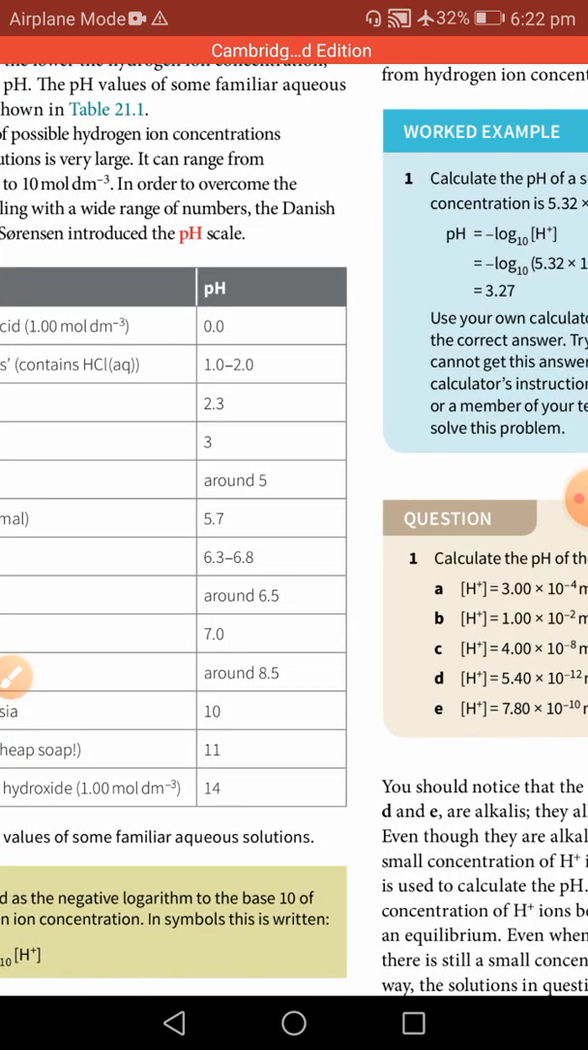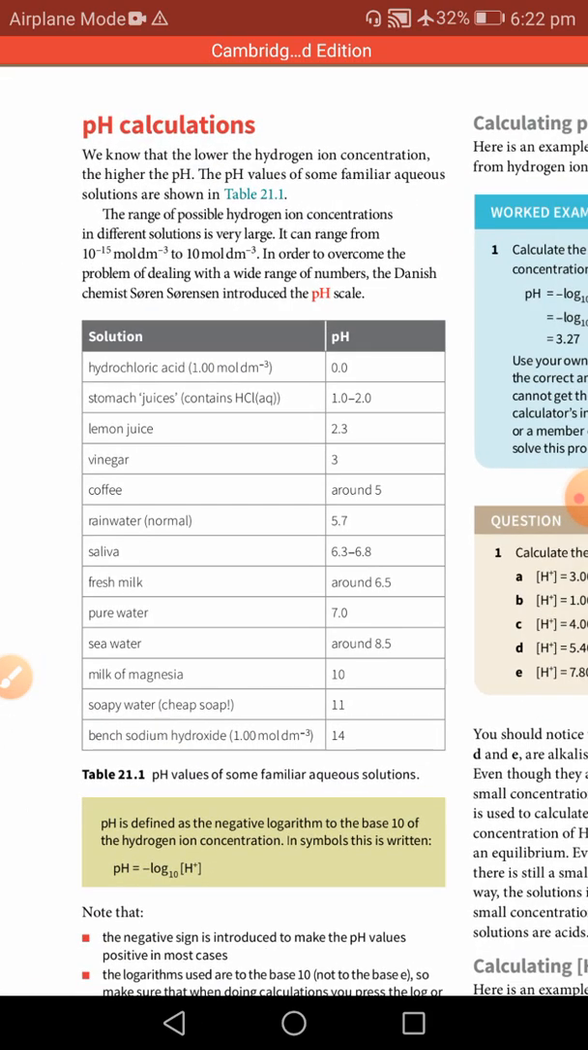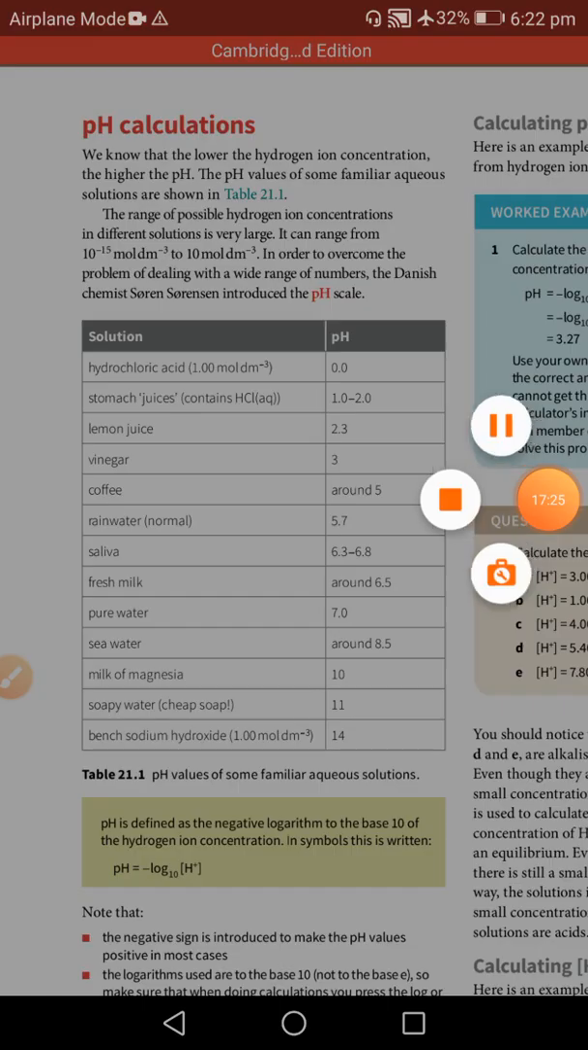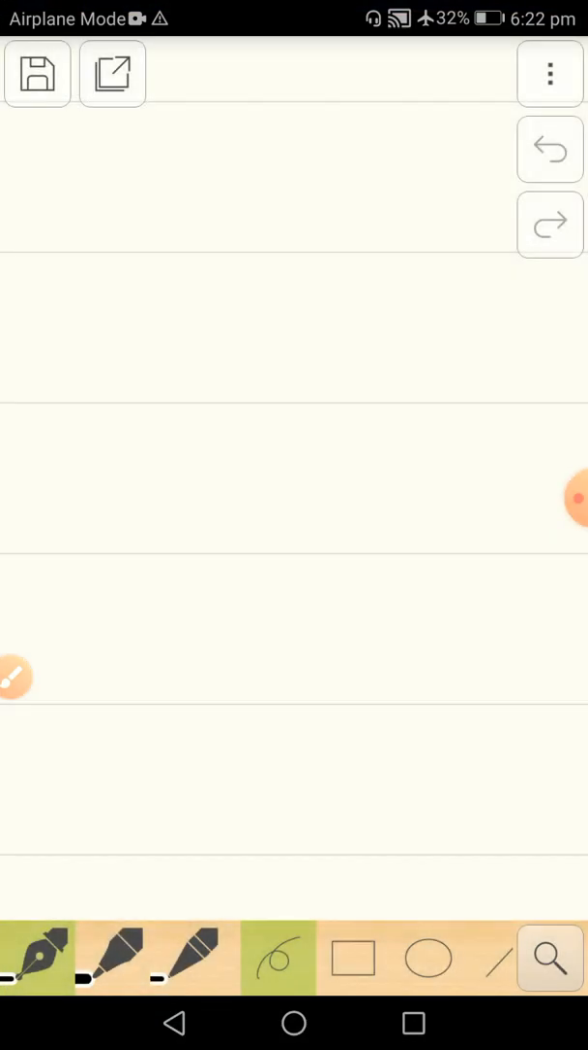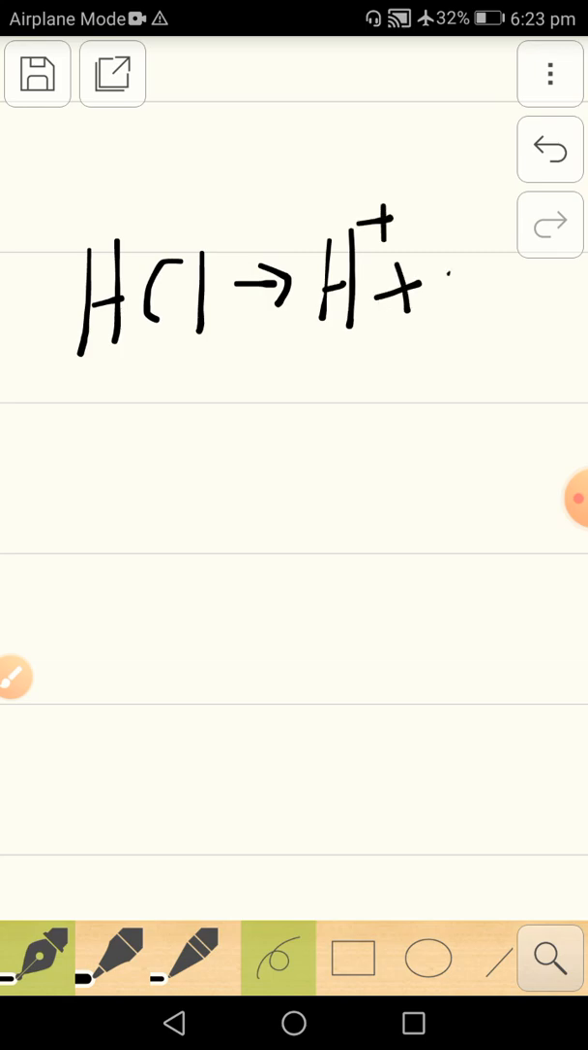Now let's go to the calculation of pH of acids and bases. Just keep this in mind: what is the definition of a strong acid? The definition of a strong acid is that in strong acids, the acid completely dissociates into ions, isn't it? For example, HCl would be completely dissociated to give you H plus and Cl minus, and there is no reversible reaction in these cases.